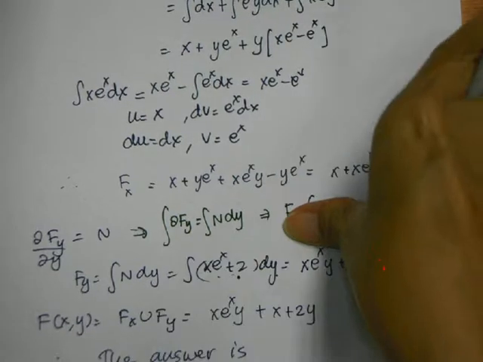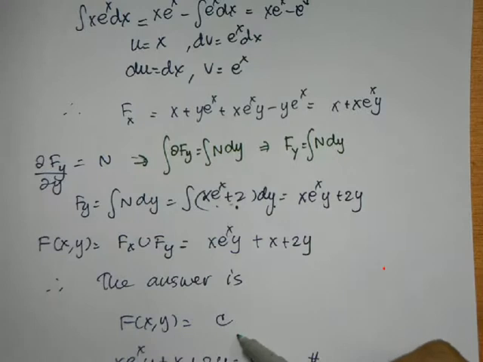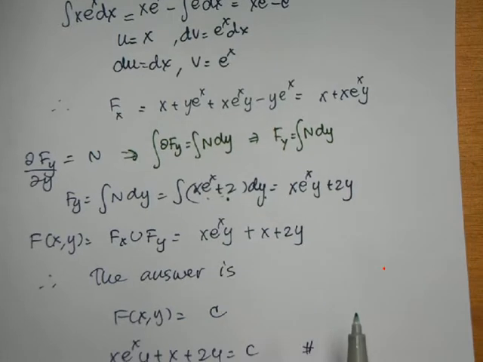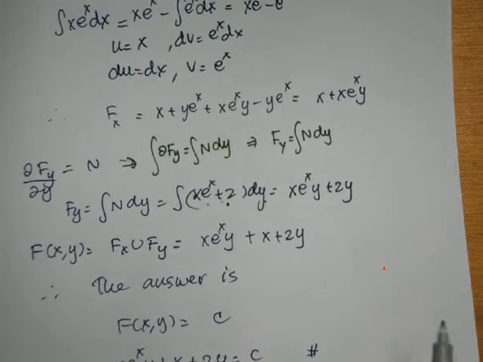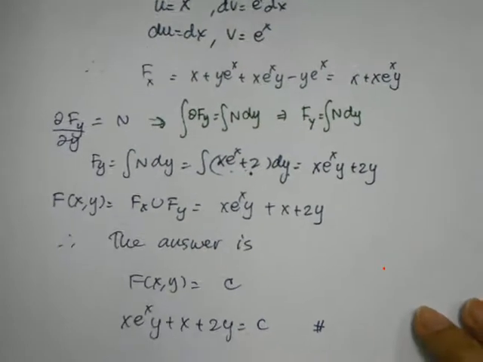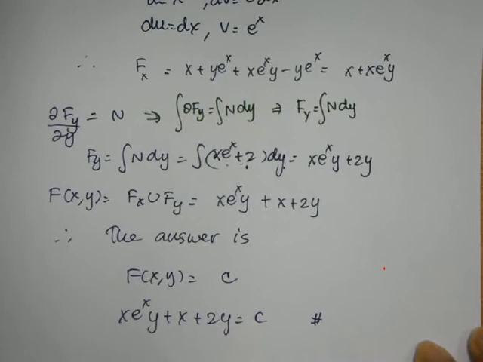And then the answer is just that fxy equals c, where c is a constant. But we already know that our fxy is equal to x times exponential of x times y plus x plus 2y equal to c. That will be the final answer. As you can see from both techniques, you would end up with the same answer. So you can pick either one.